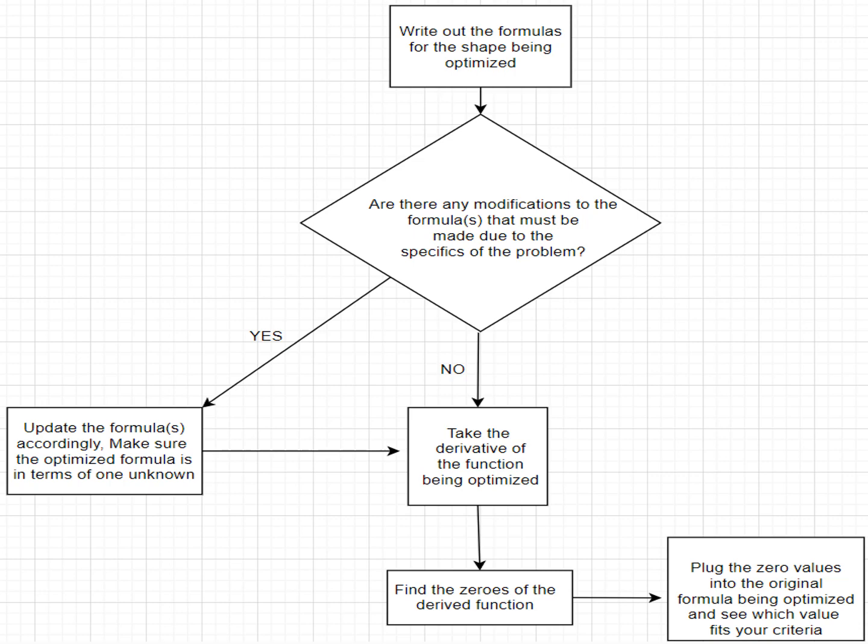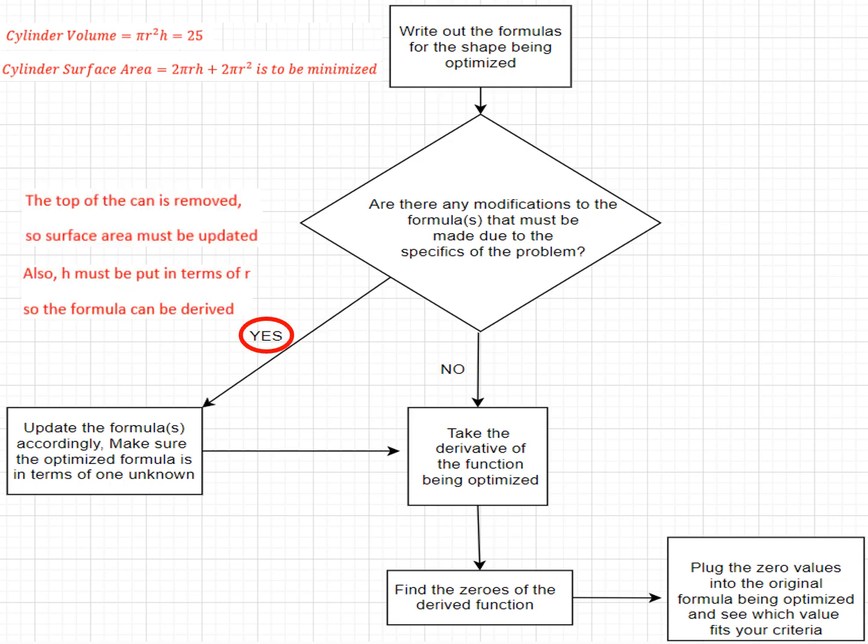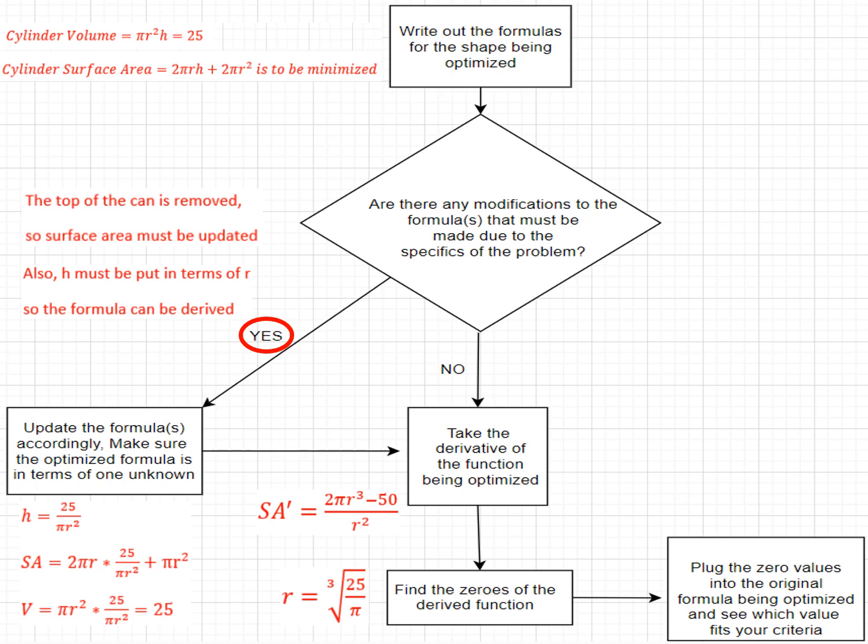So here's a process you can go through to solve any of these types of problems. The first thing to do is write out the formulas. In our case, we've got volume and surface area, and then you see if you need to modify anything in the formula. In this case, yes, the top's cut off, so that affects it, and we also want it in terms of a single variable, so we simplify it to put it all in terms of r. From there, you take the derivative of that function, find the zeros, and plug them into the original, and you get your answer.